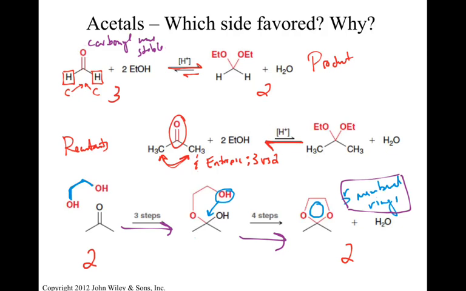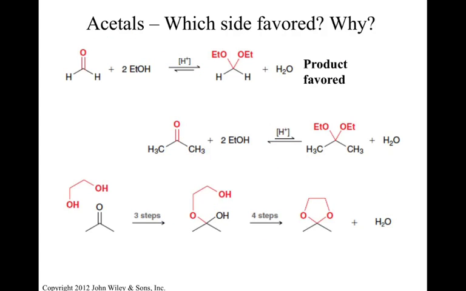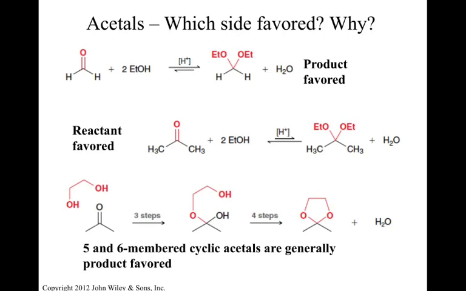And indeed, it does. If we go through and look at our big summary, products favored for the first ones, reactants favored for the second, and our general rule when we're looking at our acetals, if you form a 5 or 6-membered cyclic acetal, that is favored in a reaction. Okay, we can reverse that, and we'll address that reversibility, but that is generally favored.